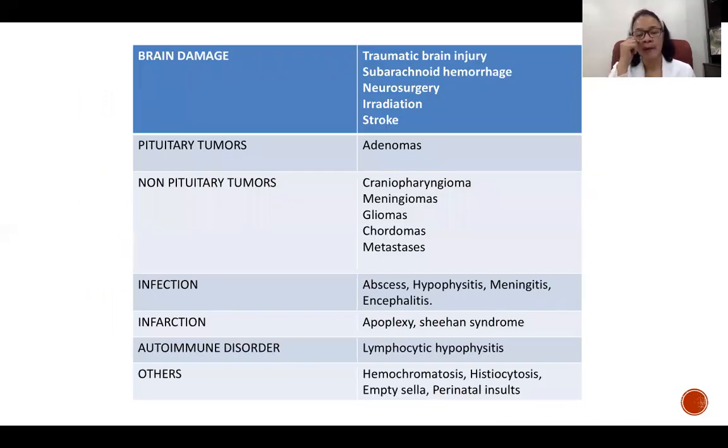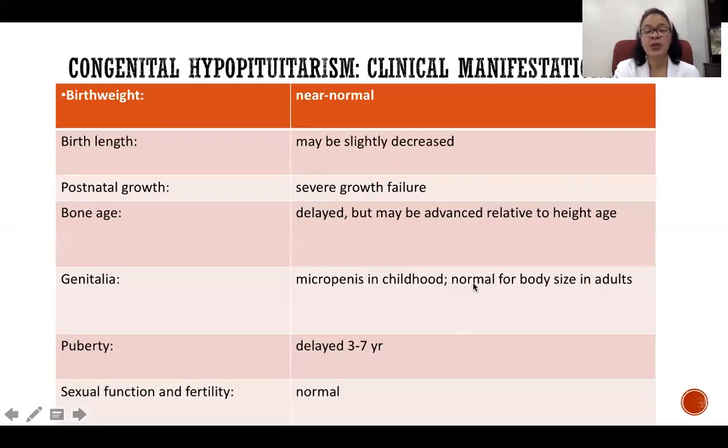Okay, so these are the manifestations, no? These are the causes, sorry, for the acquired. So it could be brain damage, presence of pituitary hormones or non-pituitary hormones. Infections could be one, infarction, autoimmune disorder, and other causes, okay? So what would be the clinical manifestations of this hypopituitarism?